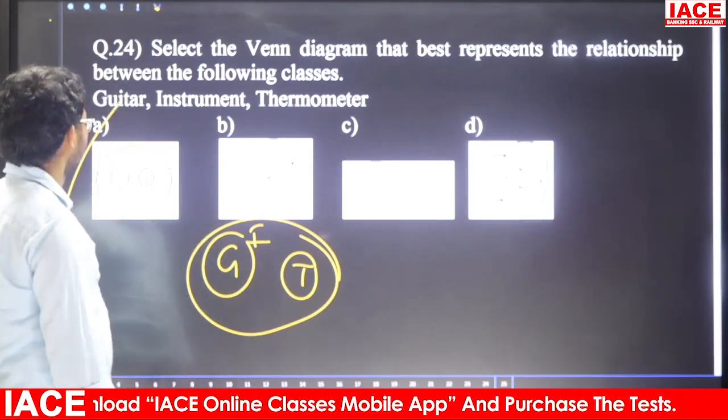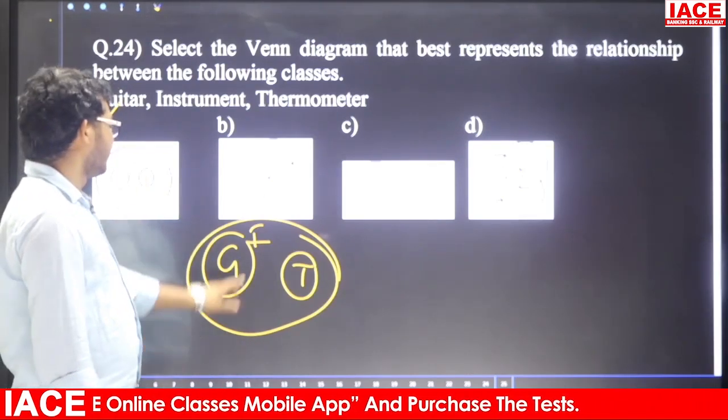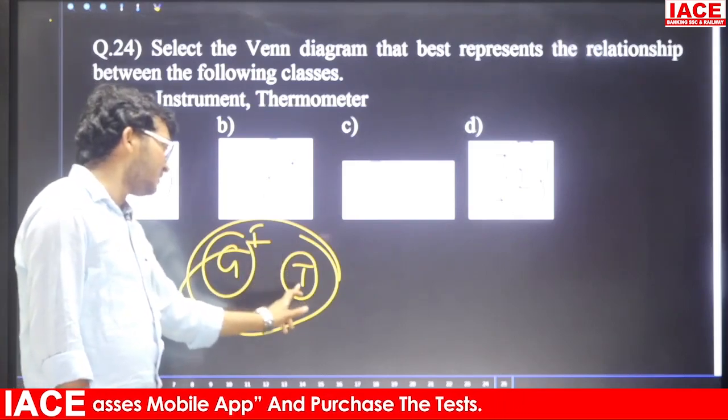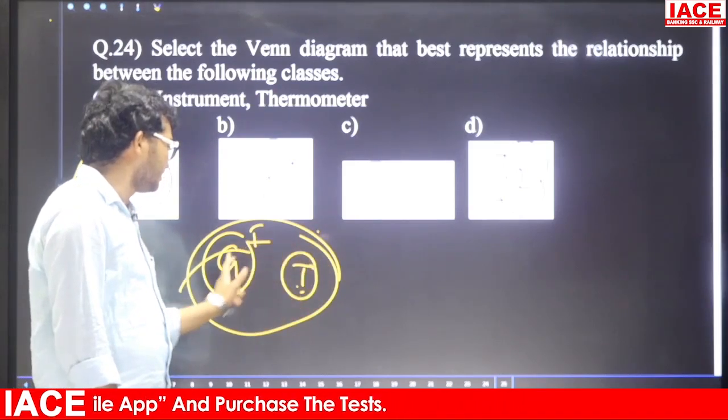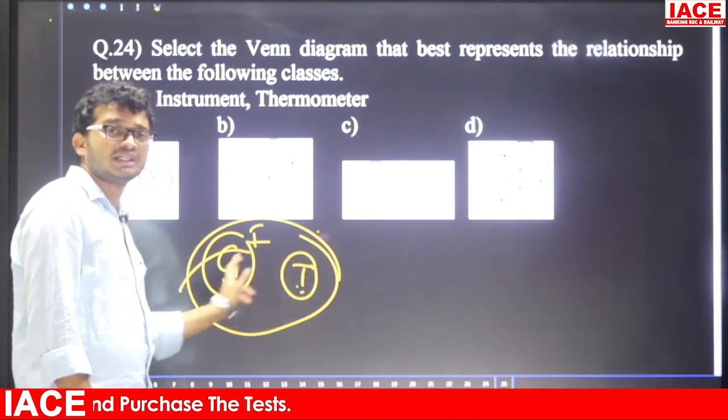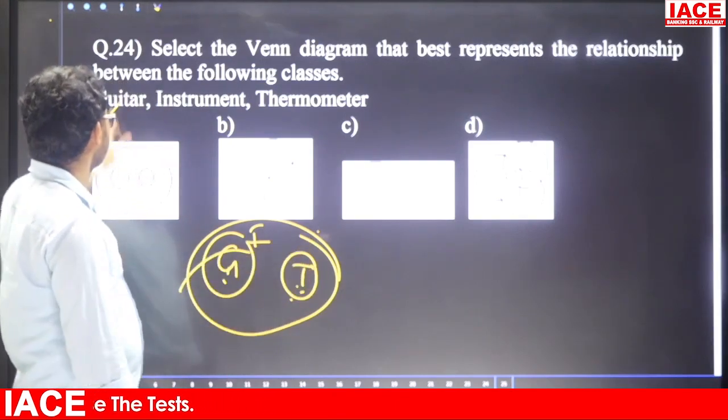Question number 24, the answer is option A. Guitar is an instrument. Next, thermometer is also one of the instruments. So guitar and thermometer are both different, but both are instruments. The answer is option A.